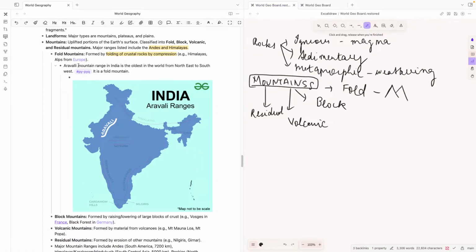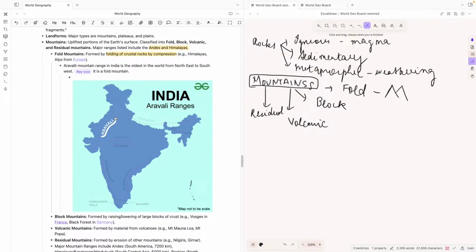Fold mountains are formed by the folding of the crustal rocks by compression. Example, Himalayas and Alps in Europe. Sorry, Andes is not in Europe. Andes is in South America, if I'm correct. We'll come across that and check. So Himalayas is an example of fold mountains, formed due to the crustal rocks by compression and plate movement. And Aravalli mountain range is also a fold mountain.